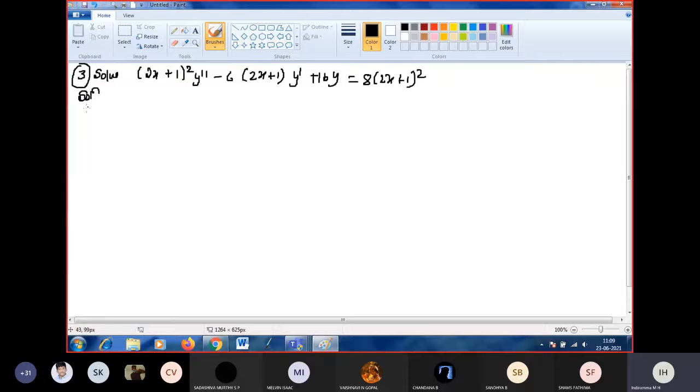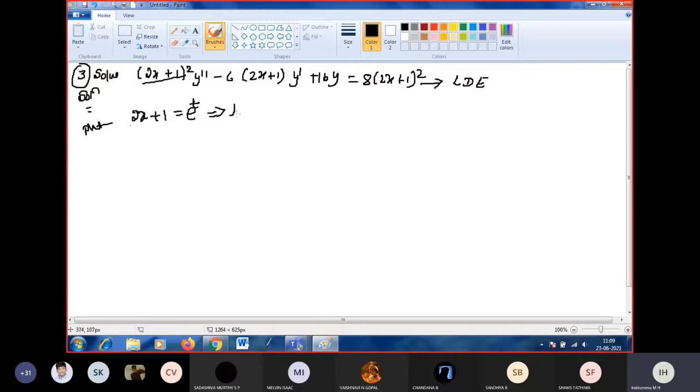Solution. Now it is of the form ax plus b, a Legendre differential equation. What substitution do we have to take for 2x plus 1? 2x plus 1 is equal to e to the power t. Put 2x plus 1 equal to e power t.